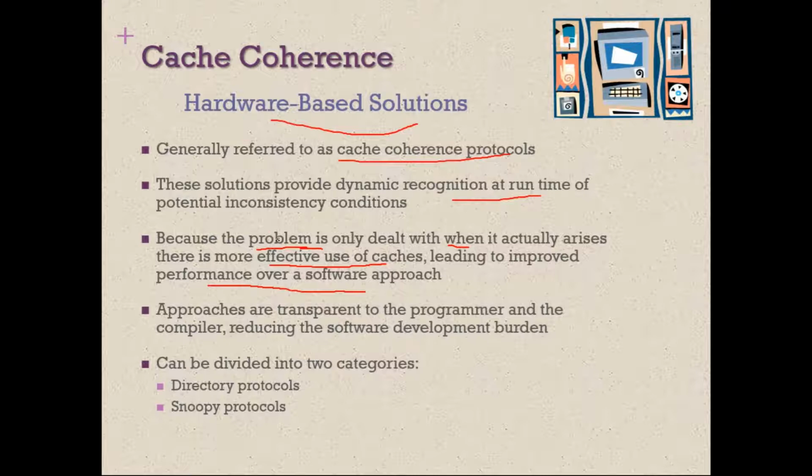Okay. So basically the hardware based approach to deal with the cache coherence problem can be classified into two categories. One is directory protocols, the other one is snoopy protocols. So the entire cache coherence problem can be dealt with in two ways: one is a software based solution, the other is a hardware based solution. We are not going to look in detail at software based solutions because they are not very efficient techniques. Coming to hardware based solutions, again these are further classified into two categories.